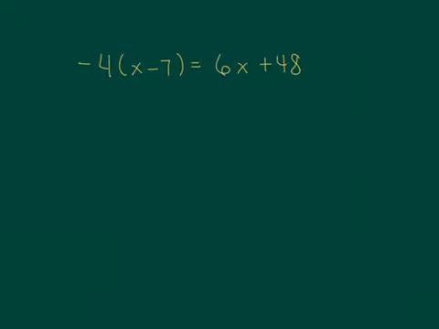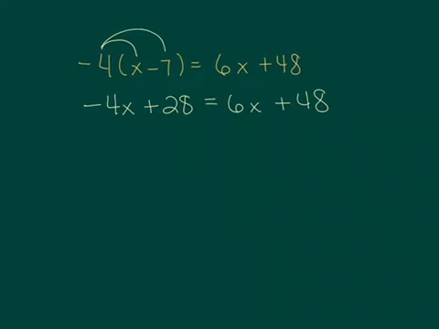In the last example, I just have distribution again on the left-hand side, so I'm going to start by distributing that first. That's going to give me negative 4x plus 28 is equal to 6x plus 48. Now remember, when you're solving linear equations, it doesn't matter which side the variable's on and which side the constant's on. So this time I'm going to move this 4x, which is a negative 4x, so I'm going to add it to both sides of the equation.